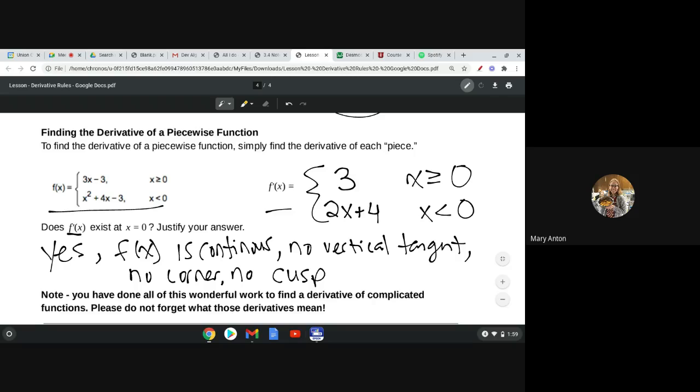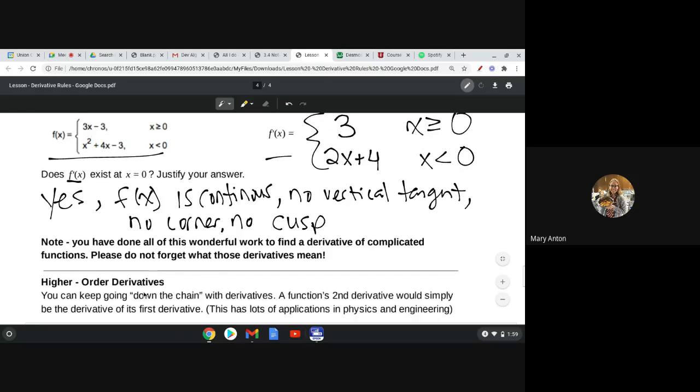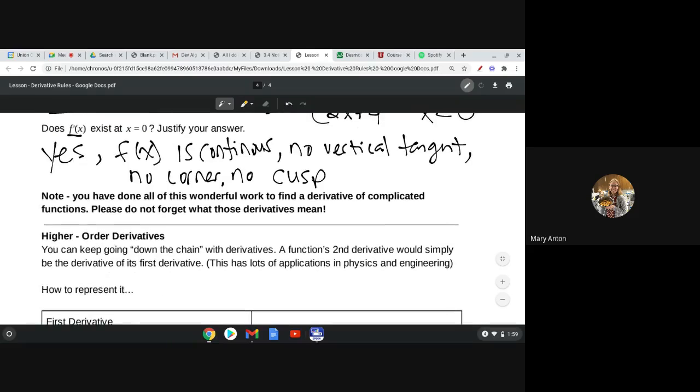And what is the derivative at x equals 0? What's the slope of the line tangent to the curve at x equals 0? 3. Okay. So, yeah, just here's a note. Remember, don't forget what these derivatives mean now that we have these shortcuts to find them. Remember that the derivative is the slope of the tangent line at a single point, okay?